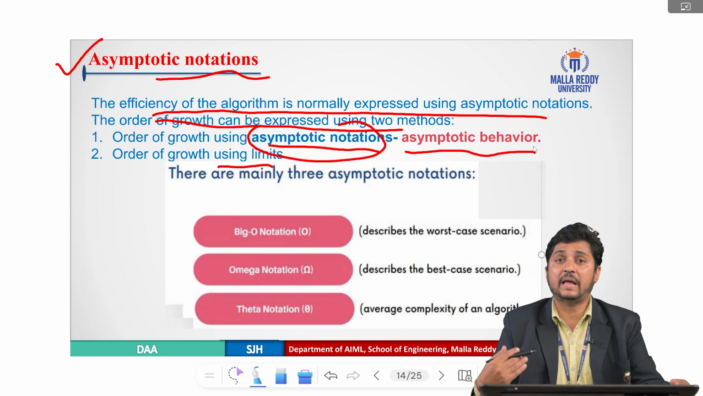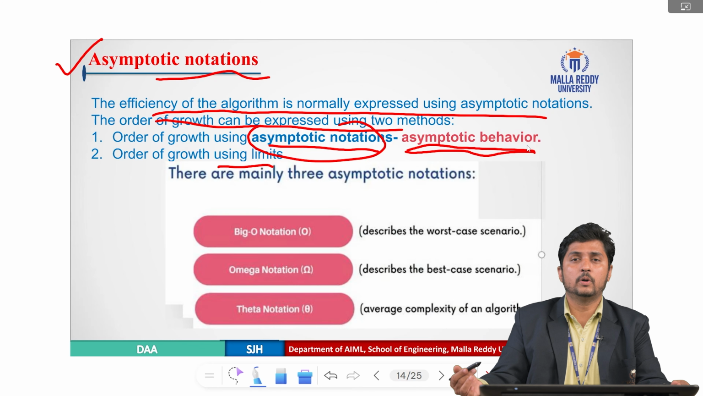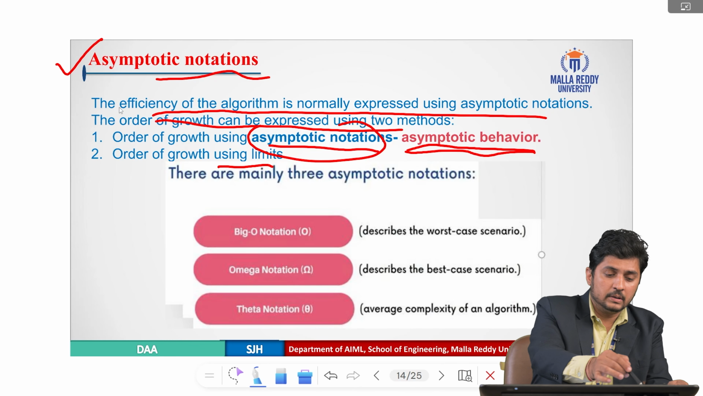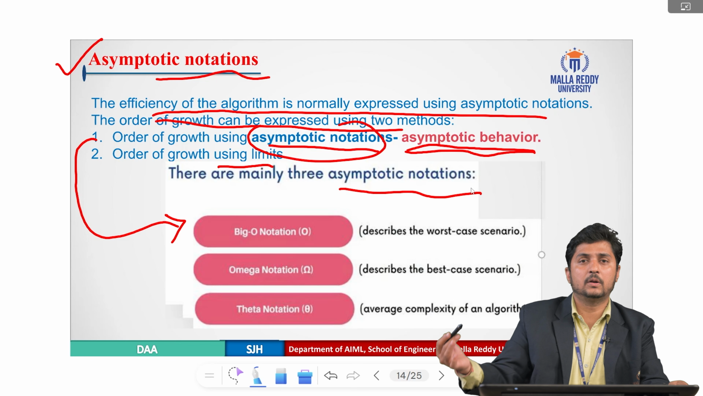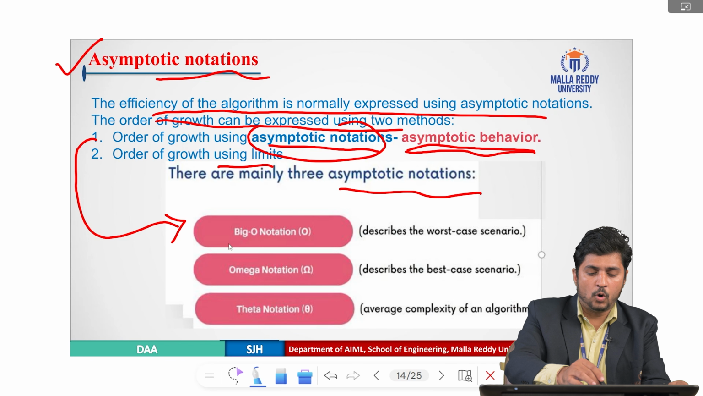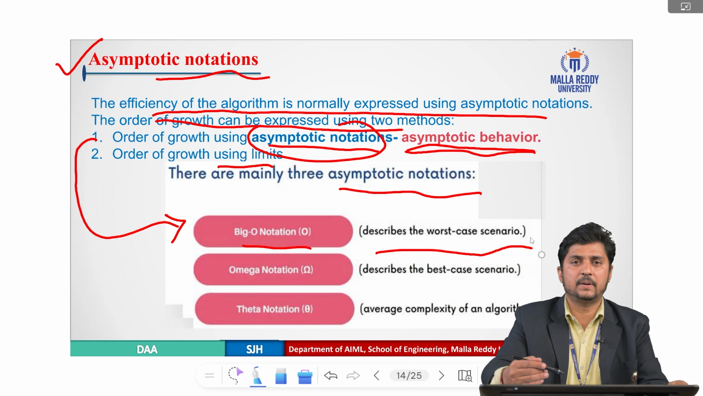It may be in terms of time consumption. So that is what we call asymptotic behavior. Now we are going to follow this entire idea with the help of asymptotic notations. So, big O notation. This describes the worst case scenario, as we discussed in our previous slide.